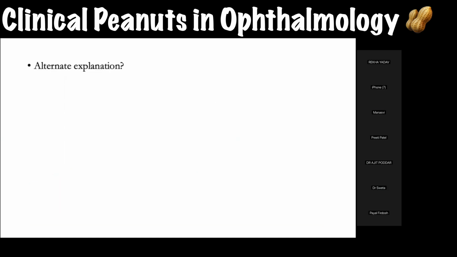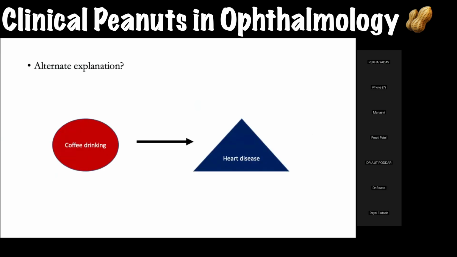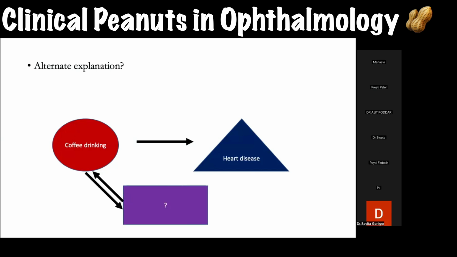So, what is the alternate explanation? One explanation is coffee drinking actually gives rise to heart disease, or coffee drinking is associated with something else, and that something else is associated with heart disease. And this is called confounding.